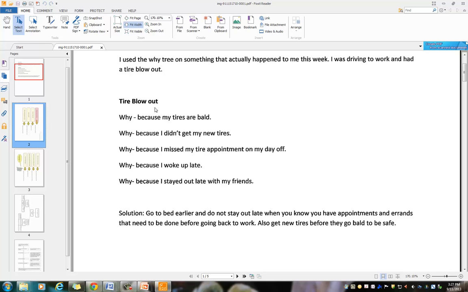So why did the tire blow out? Remember, a why diagram or fishbone diagram should always start with, or have somewhere, where it's very clear what the problem was. Why did the tire blow out? Because the tires were bald. Why are the tires bald? Does it progress logically to the next one? Yes, because I didn't get new tires. Why didn't I get new tires? Because I missed my appointment. Why did I miss my appointment? Because I woke up late. Why did I wake up late? Because I stayed out with friends.